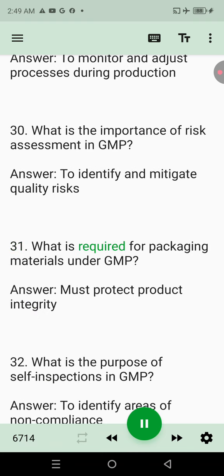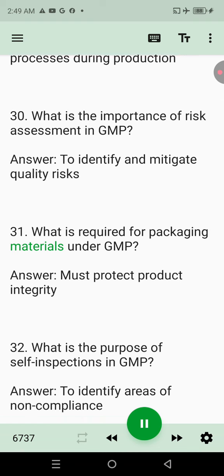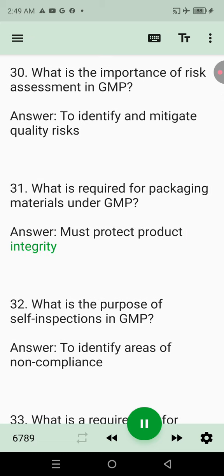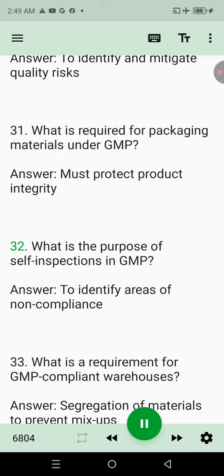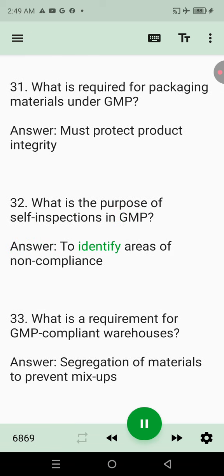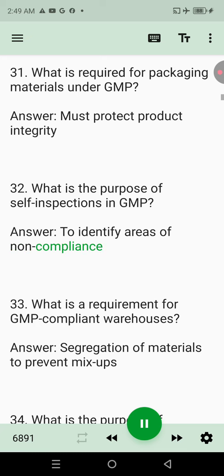31. What is required for packaging materials under GMP? Answer: Must protect product integrity. 32. What is the purpose of self-inspections in GMP? Answer: To identify areas of non-compliance.